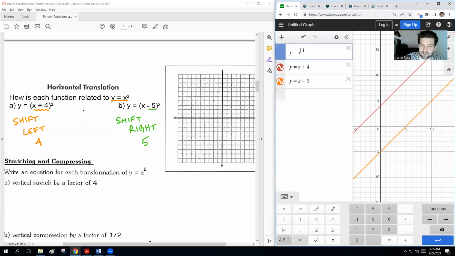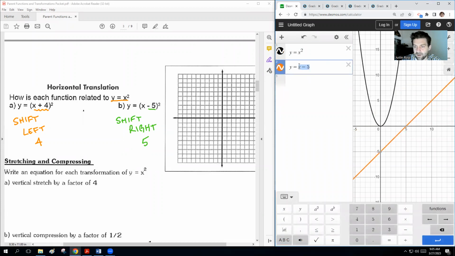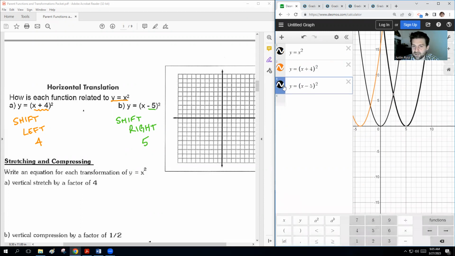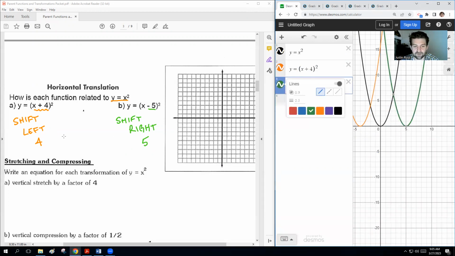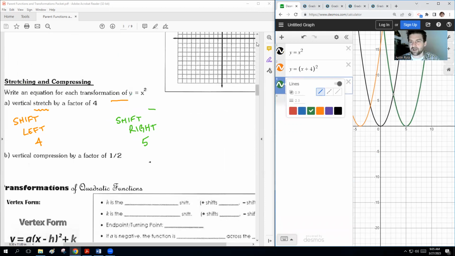All right, we can double check here if you want to sketch on yours. We got y equals x squared as our parent function. All right, we got y equals (x plus 4) squared. Okay, so same graph, and we can tell that's over to the left 4 units. And if we do the other one, y equals (x minus 5) squared, same graph, just over to the right. Okay, so now it's like, how do we write these equations?